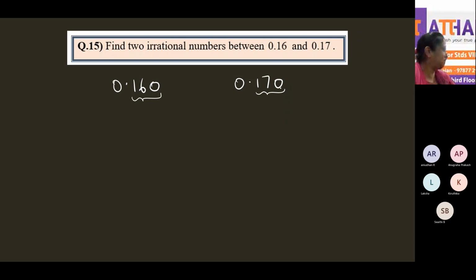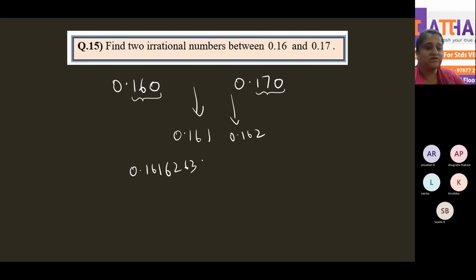You can add a 0, no? You're not changing the value. So 160 and 170. Between this, 0.161. Safe, no? Then you can write 0.162, 163. So much you can write. Now 0.161. It should be non-terminating, non-repeating. So 161, then 62, 63, 64. Just start with the safe one and write whatever you want.